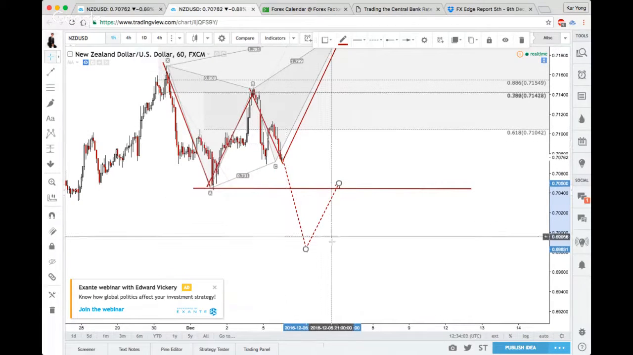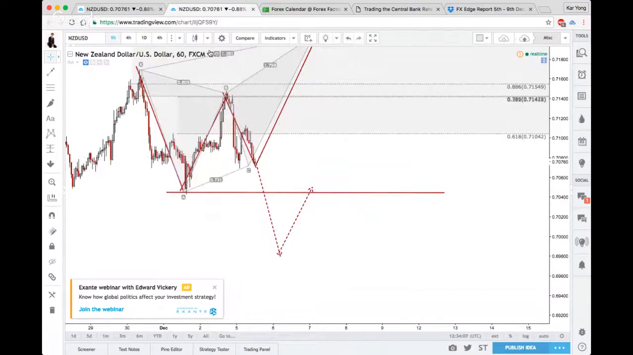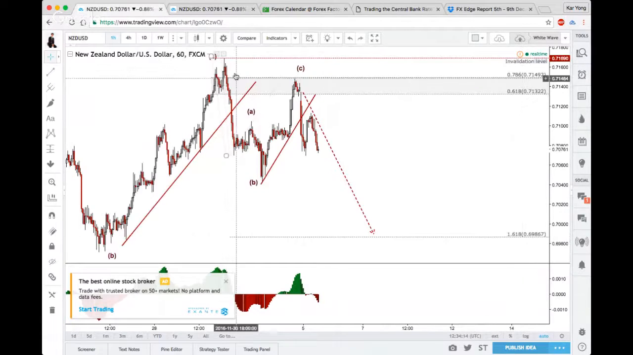All right, 1, 2, 3, 4, right? And then you can use your structure strategy to take this trade in the direction downside, right? Towards 69.90. Right, that's for Kiwi dollar.